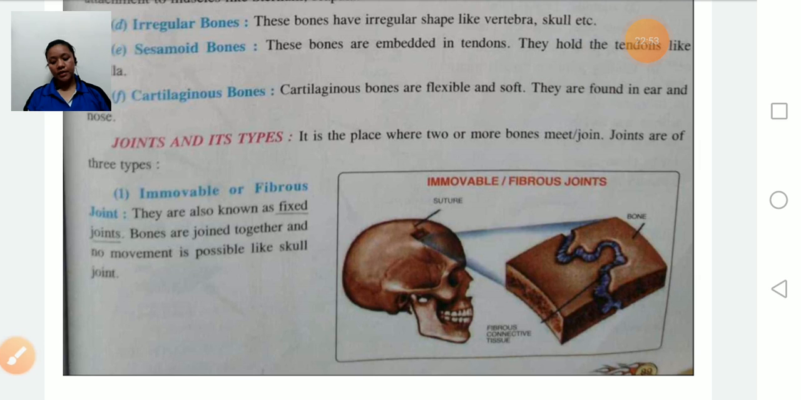As I mentioned, the skeletal system consists of bones and joints. In our body, there are 206 bones. Bones are divided into three parts: head bone, shaft bone, meaning hollow shaft, and tail bone. There are different types of bone. Long bones are long and wide. Short bones are short and cube shaped. Then there are flat bones, irregular bones, sesamoid bones, and cartilaginous bones.